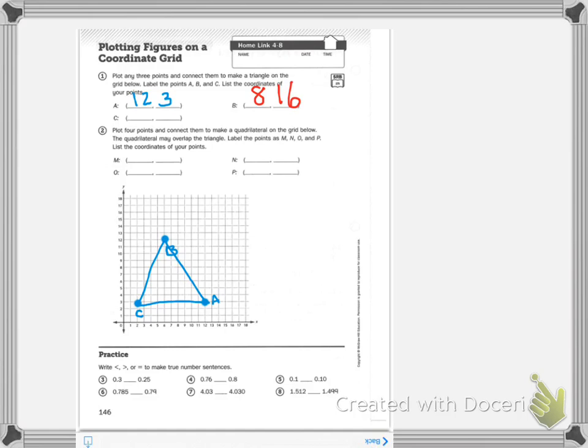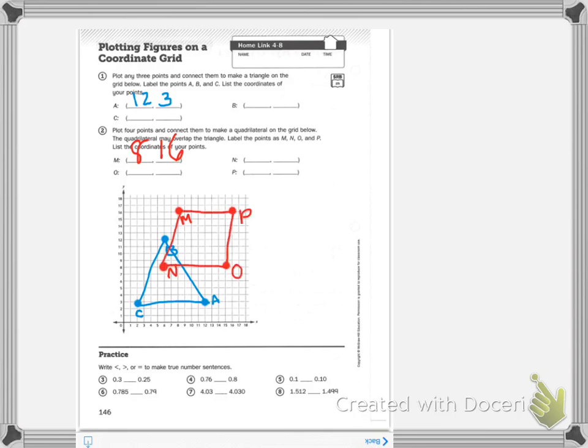So I'm going to go over 8 on my x and up 16. That's M. So that's not where I put it. M is 8 and 16. So now you need to do N, O, and P by yourself, and I'm going to put mine up, but I'm not going to give you the points, so you have to do it on your own.